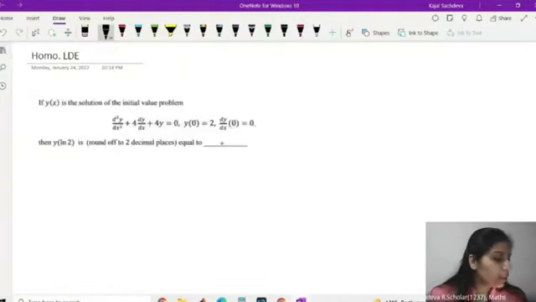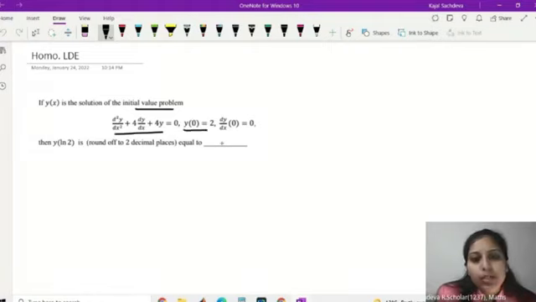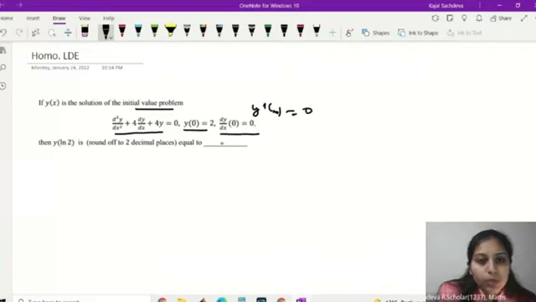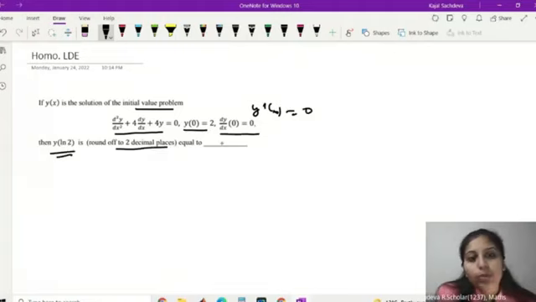We have the third question as: if y of x is the solution of the initial value problem, where y of 0 is equal to 2 and y dash 0 is equal to 0, you are to find the value of y of log 2, rounded off to 2 decimal places. So this is also a very simple question. Just like the previous question, here we are to find y of x first. Then we replace x by log 2.